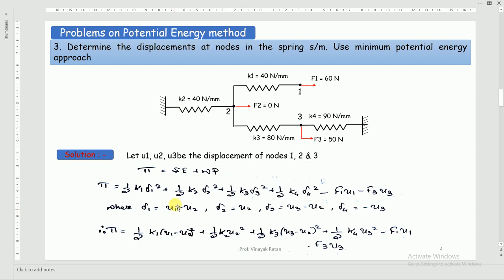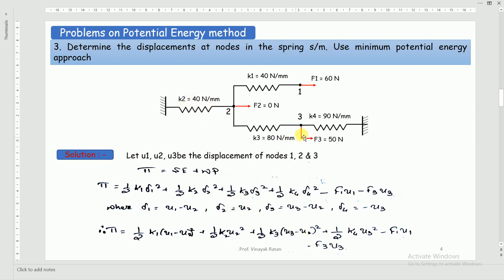You can see u1, because it is tensile, and u2 is compressing the spring. That's why here it is u1 minus u2, and same here, delta 2 equal to u2, only one extension.